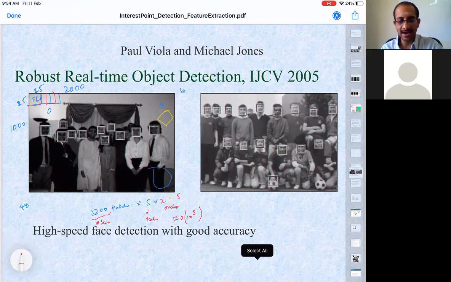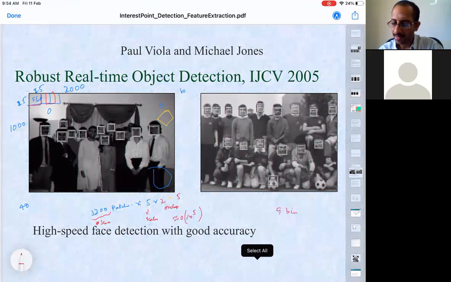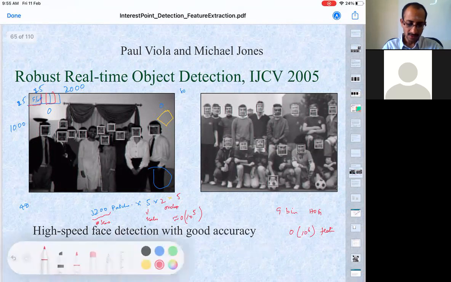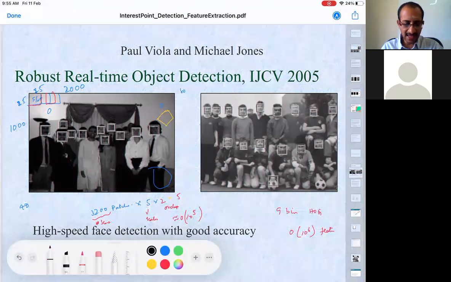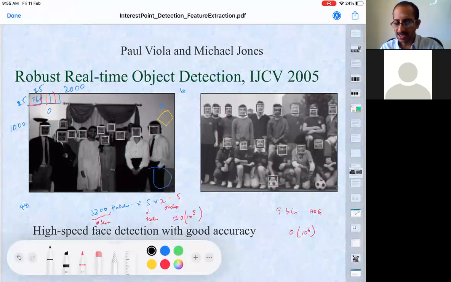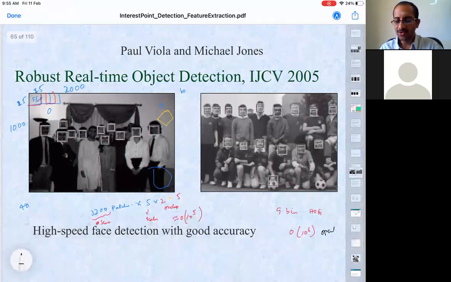So how many operations are needed if we consider HoG of 9 bins? Then the feature vector consists of 10 power 6 features. Anyway, the feature vector is 9 plus 1 only, but we have to make operations of order 10 power 6. And with each feature vector, we have to give it to a classifier. So it is almost impossible to see whether there is a face or not in a given image.